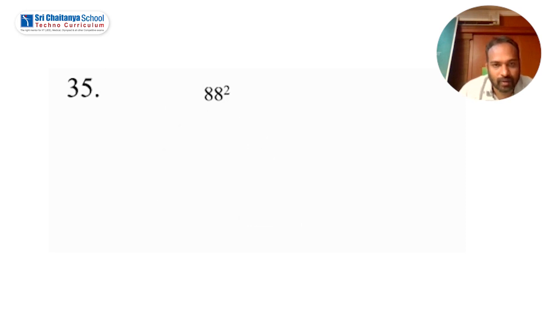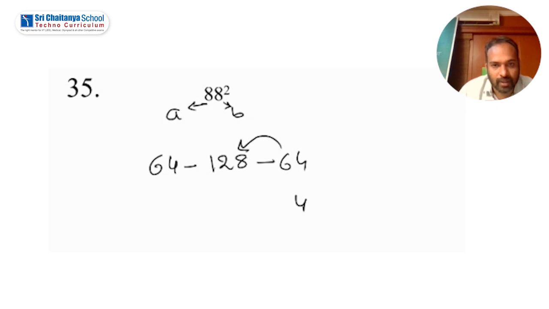88 square. So here A value is 8 and B value is also 8. 8 square, how much? 64. 2AB, 2 into 8 into 8, how much? 128. Then B square, 64. So 4, carry forward 6. 128 plus 6 is how much? 134. Drop 4 here, carry forward 13. 64 plus 13, how much? 77, which is the answer 7744.